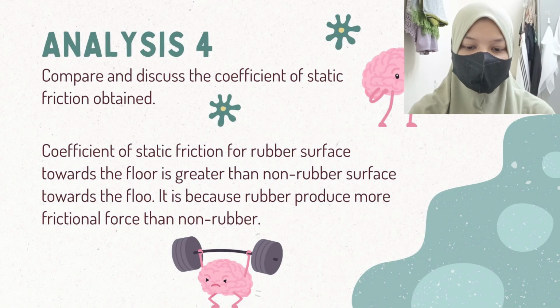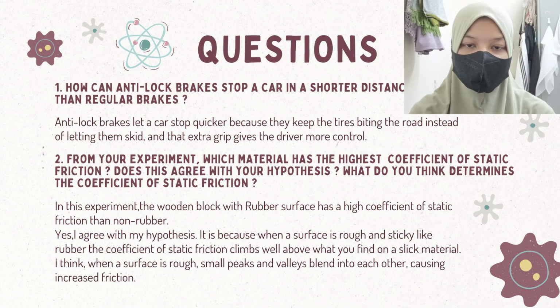Fourth, compare and discuss the coefficient of static friction obtained. The coefficient of static friction for the rubber surface towards the floor is greater than the non-rubber surface towards the floor. It is because rubber produces more frictional force than non-rubber.